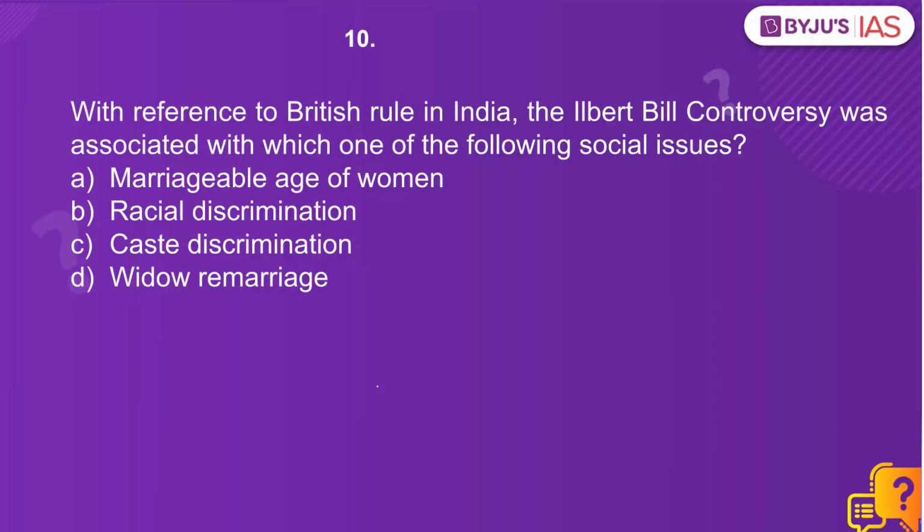Let's look at question number 10 with reference to the British rule in India. The Ilbert Bill controversy was associated with which one of the following social issues? It was related to racial discrimination. Because according to the original Ilbert Bill, the Indian judges could also try Europeans. But this is something which was not acceptable to the Europeans. And that is how this Ilbert Bill was diluted. So this Ilbert Bill had to do with racial discrimination.